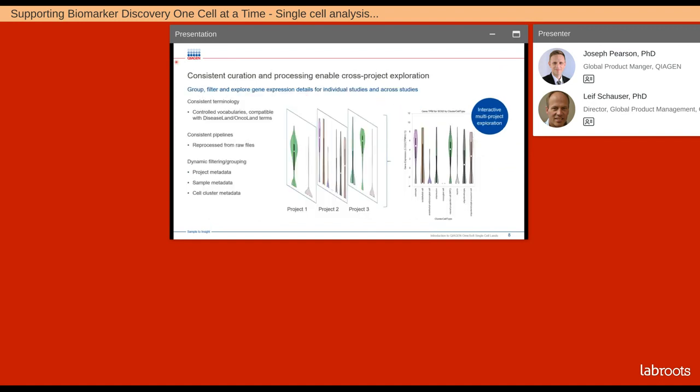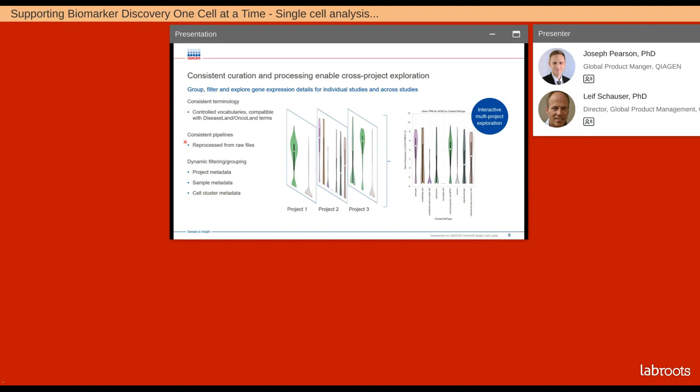The key guiding principle of the single cell lens design is cross-project exploration, which allows scientists to group, filter, and explore data across studies. This requires that our curation process is consistent with detailed controlled vocabularies like what we use in DiseaseLand and OncoLand collections.